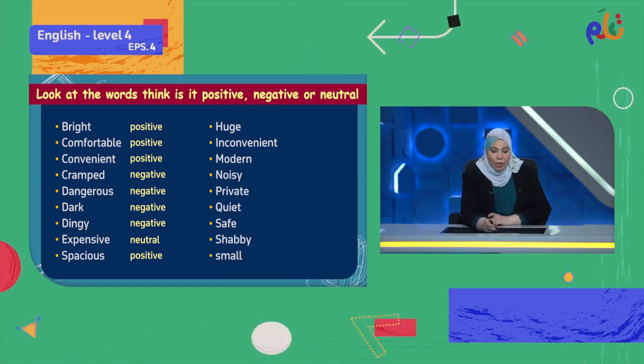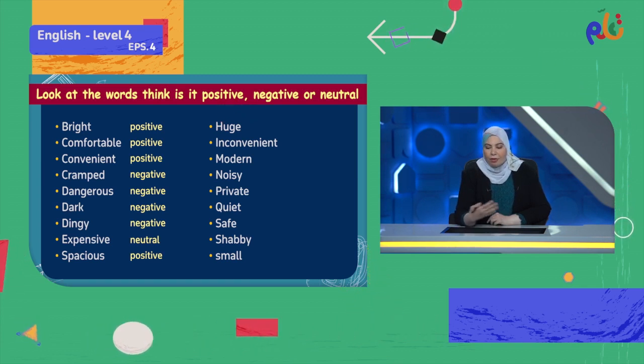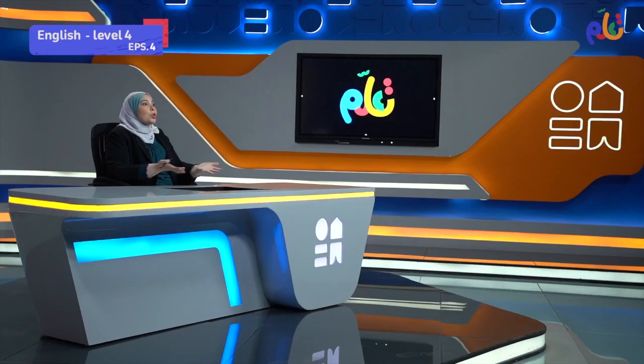And then we have huge, huge. Huge is very big. So we can have big and then huge. So this is the higher level of big. So is it something positive or something negative to have a huge flat or a huge house? It's something positive.